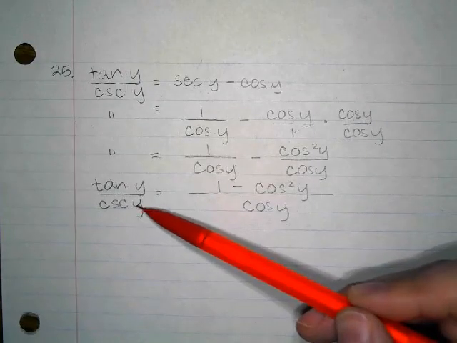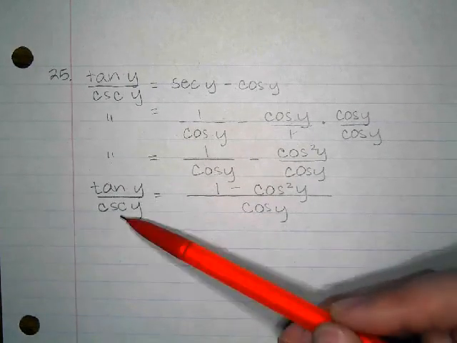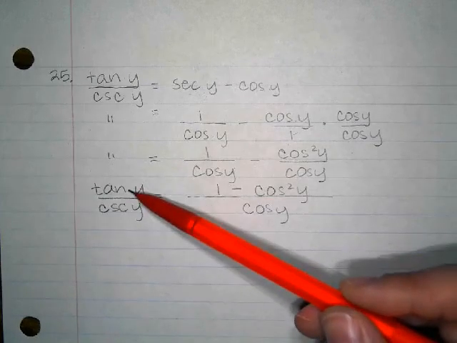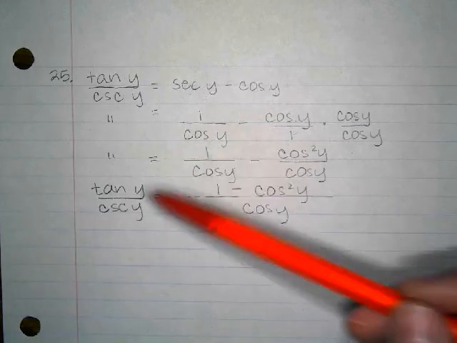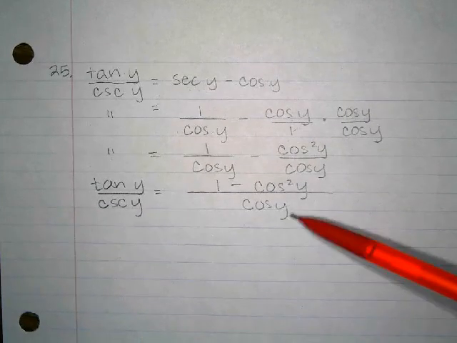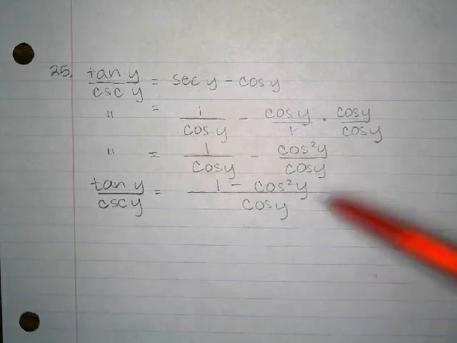I don't know if you guys are starting to think this way, but when I see cosecant, I automatically think sine. Is anyone else starting to think that way? When I see tangent, I think sine over cos. So somehow we're going to want to get a sine. Somehow we want a sine to happen on the right side.